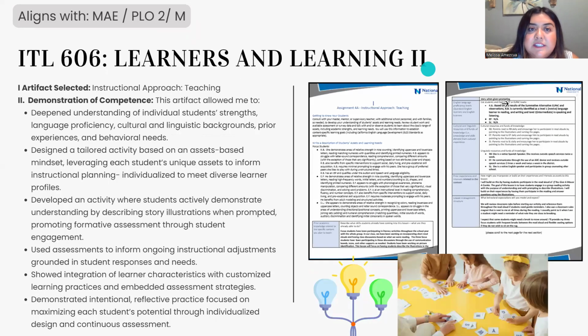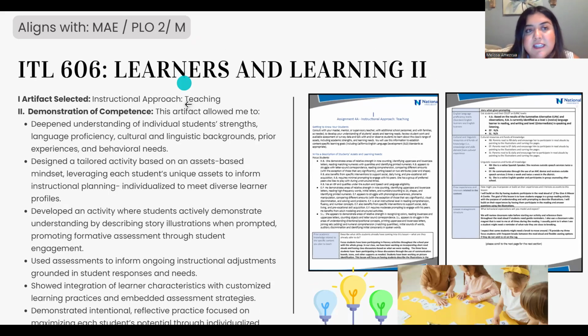The next class I took in my program was ITL 606, which is Learners and Learning Part 2. Again, I had previously shared the first part of the course. This is the second. For this assignment, I have selected the instructional approach, the teaching assignment, and I have aligned it with PLO 2 at a mastery level. So a little bit about this assignment.